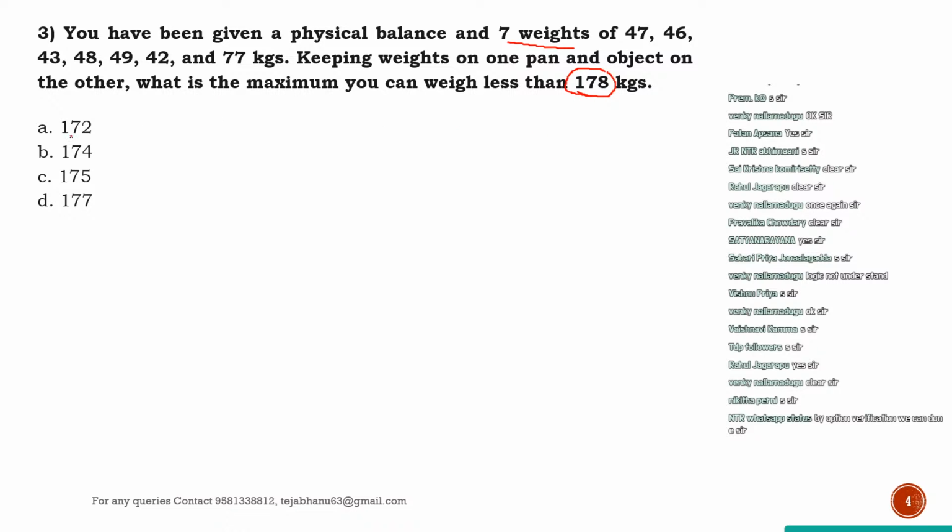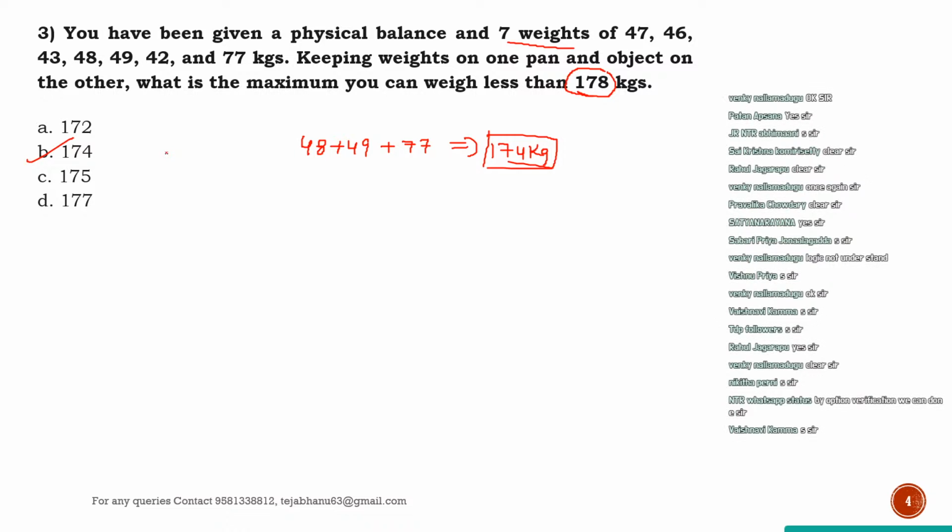The only possible way is 48 plus 49 plus 77. If you add all these three, you can form 174 kg, which is just less than 178 kg. This is the possible value less than 178 which can be formed using the given weights. I hope it's clear. Next one.